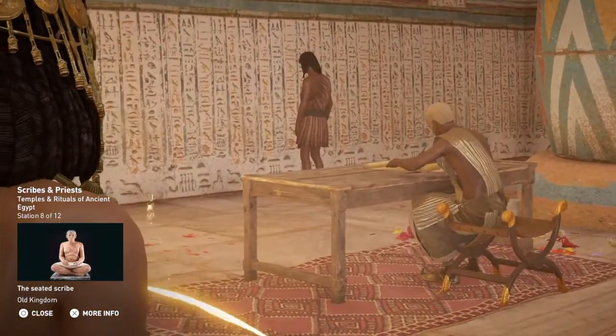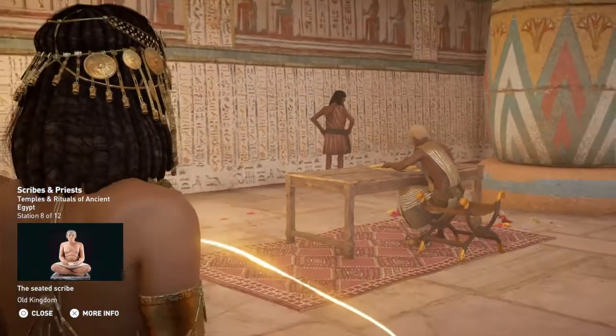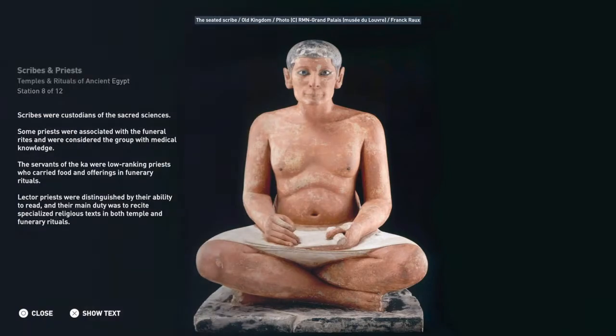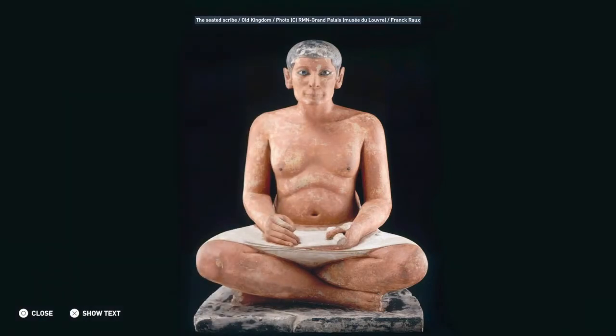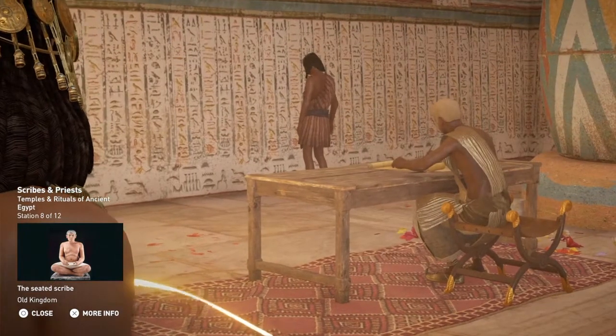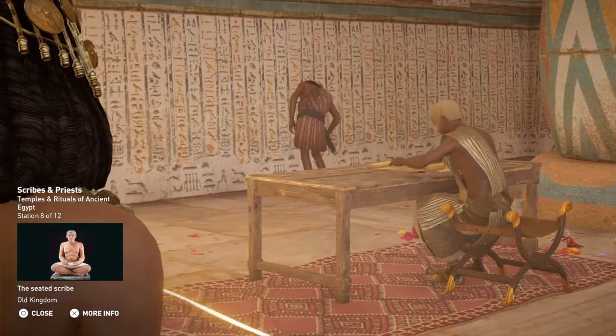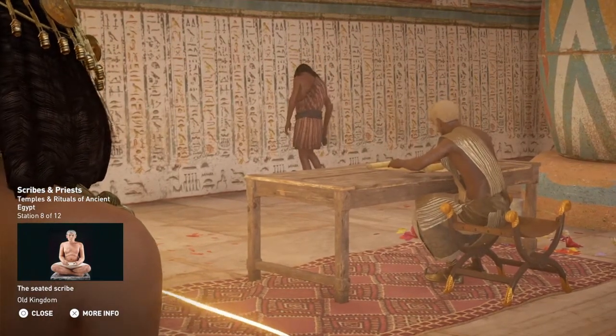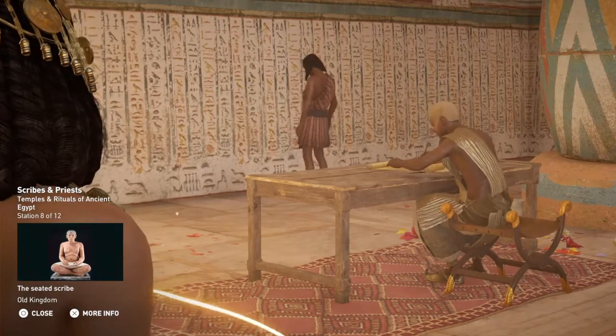Scribes were custodians of the sacred sciences. Some priests were associated with the funeral rites and were considered the group with medical knowledge. The servants of the Ka were low-ranking priests who carried food and offerings in funerary rituals. Lector priests were distinguished by their ability to read, and their main duty was to recite specialized religious texts in both temple and funerary rituals.